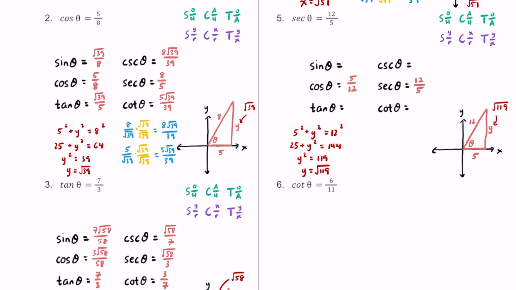Okay, now let's go ahead and do sine. Sine is going to be opposite over hypotenuse, or y over r. Now here's y and here's r, so that's going to be root 119 over 12. Okay, that's going to be the sine.